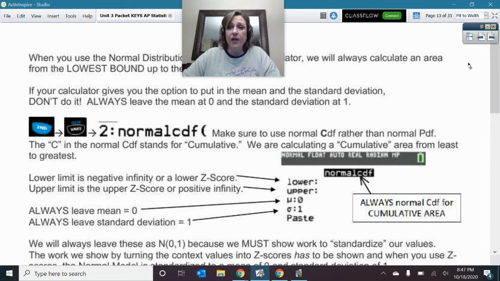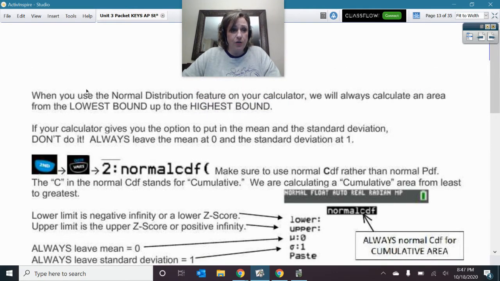All right. So here we go. When we are going to use the normal distribution, we're going to use the normal distribution on our calculator, and I'm going to show you where that is. And we're going to always use a lower bound and an upper bound.